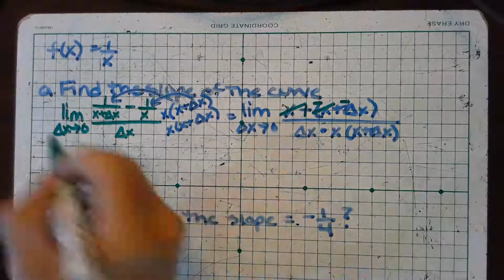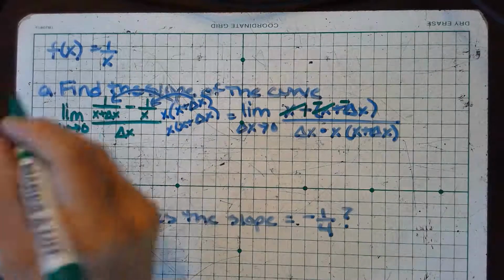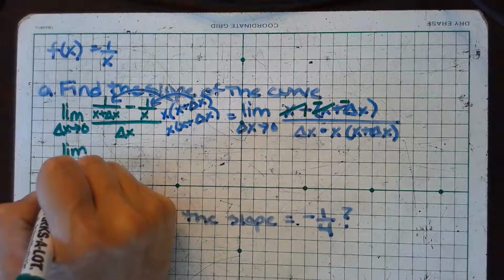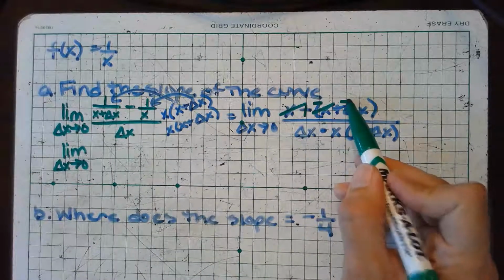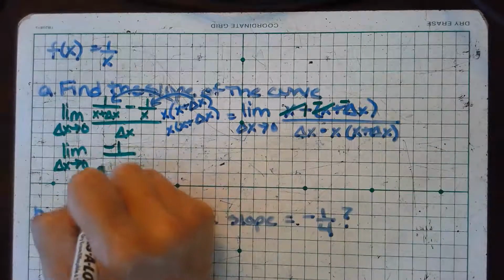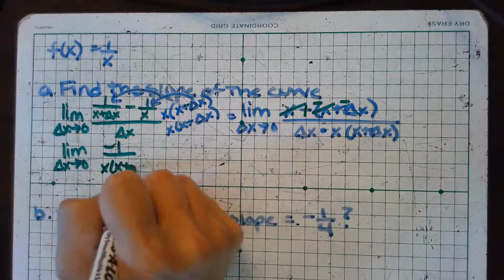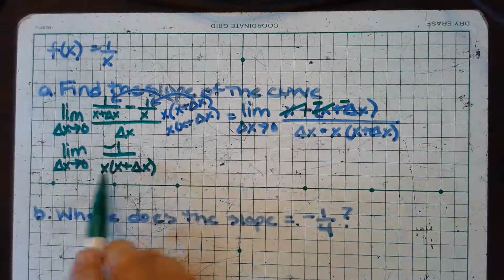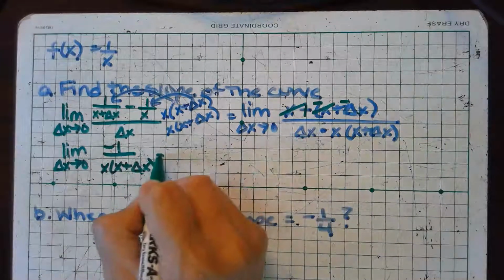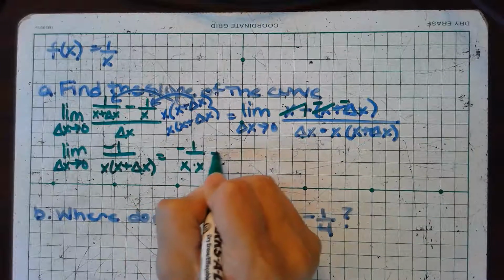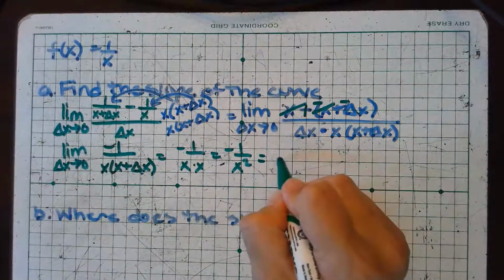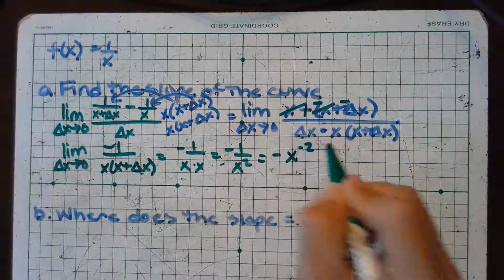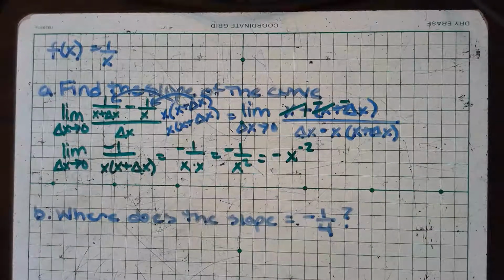Now this is going to be the limit as delta x goes to 0. Now notice delta x's are going to cancel, but I'm going to still have that negative 1 up top. All right, and then as delta x goes to 0, that goes to 0, and I'm left with negative 1, and then x times x, which is negative 1 over x squared. And this can also be written as negative x to the negative 2. I want you to just know that as well. So we found the slope of the curve.